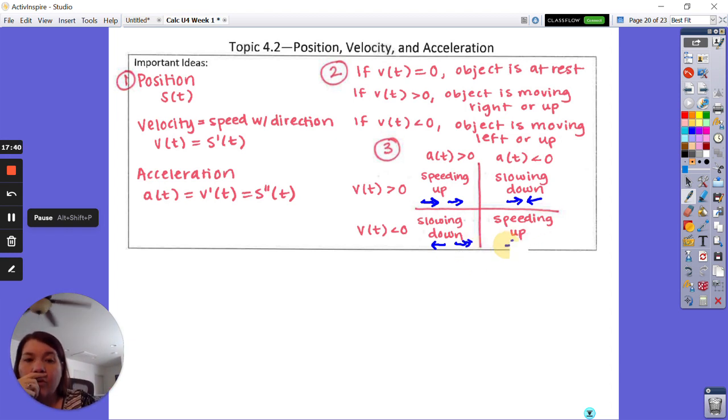If they're both negative, then they're pushing together and it's speeding up. Okay, so if they're going in the same direction, it's getting faster. If they're going in opposite directions, it is getting slower. Okay, those are your basic ideas.